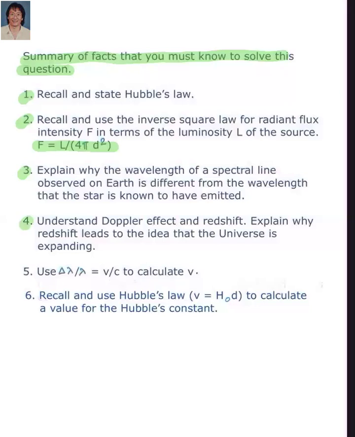Number 4, understand the Doppler effect and redshift. Explain why redshift leads to the idea that the universe is expanding. Number 5, use this equation to calculate your V. Delta lambda is the change in wavelength, and lambda is the wavelength on Earth. Number 6, and finally, recall and use Hubble's law, which is V equals H0 D, where V is the velocity, D is the distance, and H0 is the Hubble constant, to calculate the value for the Hubble constant.